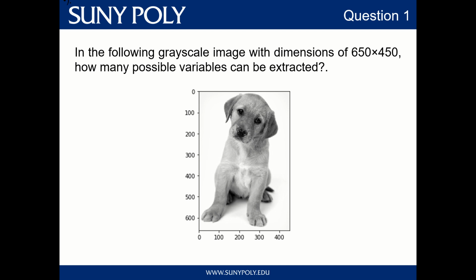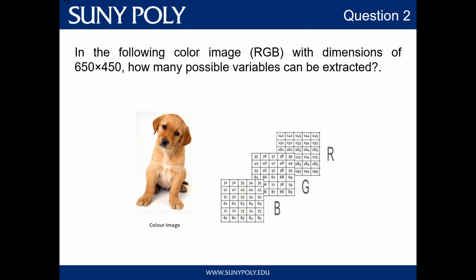So look at the complexity. Even though it's a small, simple picture, since the dimensions are 650 by 450, the number of variables is close to 300,000. So the complexity of these problems is higher compared to just numerical variables, right? Or even categorical variables.